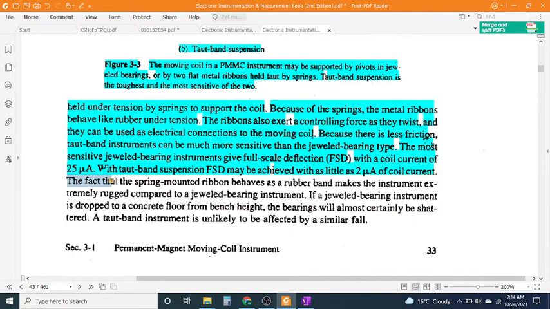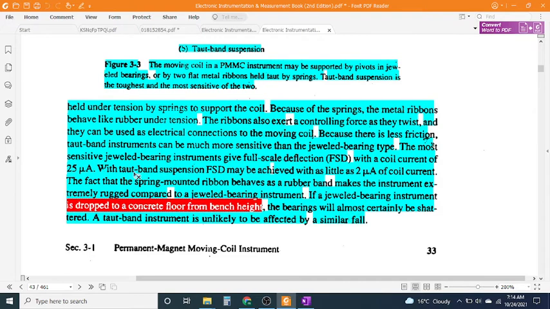The fact that the spring-mounted ribbon behaves as a rubber band makes the instrument extremely rugged compared to a jeweled bearing instrument. If a jeweled bearing instrument is dropped to a concrete floor from bench height, the bearings will almost certainly be shattered. A taut band instrument is unlikely to be affected by a similar fall.